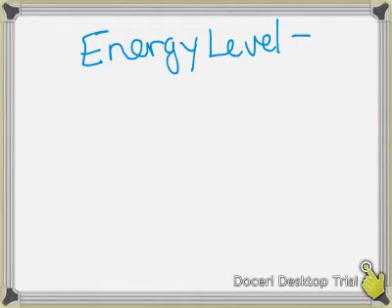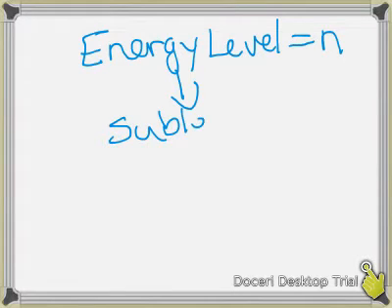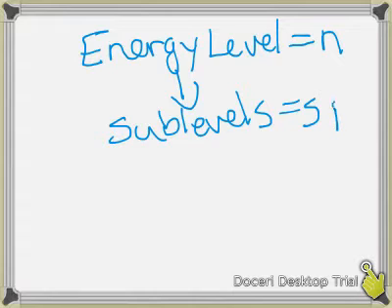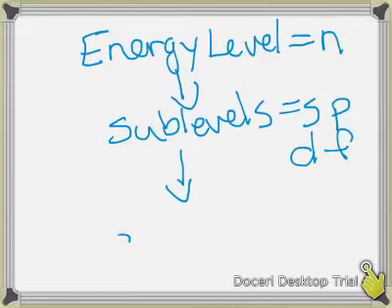With a number, correct? N. Okay, then underneath energy level, we talked about having sublevels. What are the sublevels? S, P, D, F. After sublevel, we have specific orbitals.